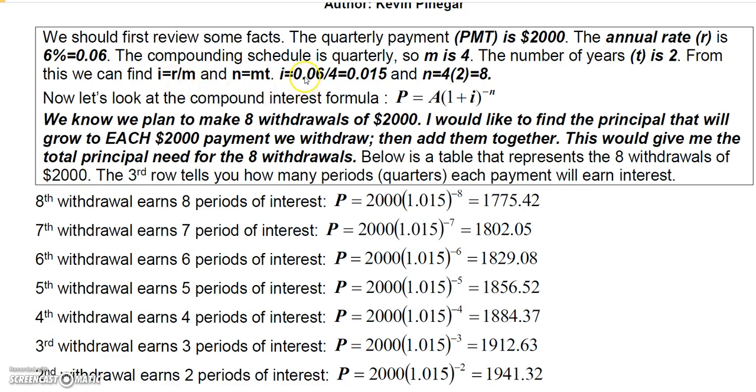So since we know the rate is 6% compounded quarterly, we know the quarterly rate would be 0.015, or 1.5%, and we know that N would be 8 total periods. Now, if you go back to this compound interest formula, notice this is the compound interest formula for finding P if you know the amount. And so basically what we plan to do is make 8 withdrawals of $2,000.